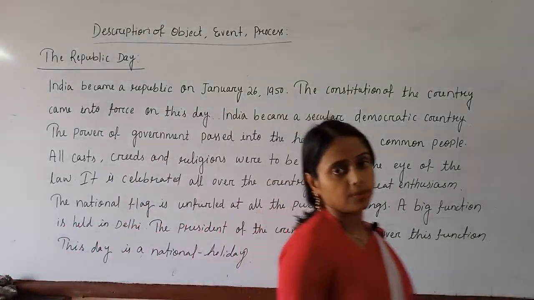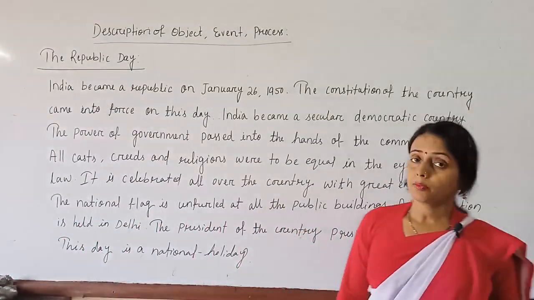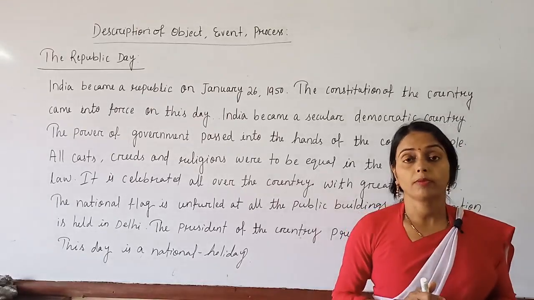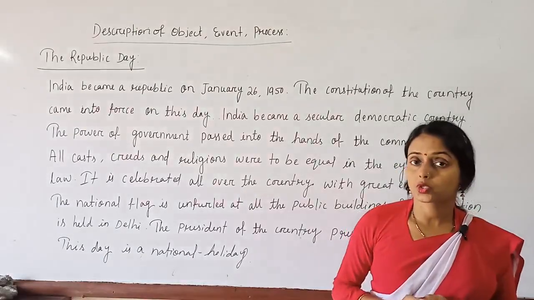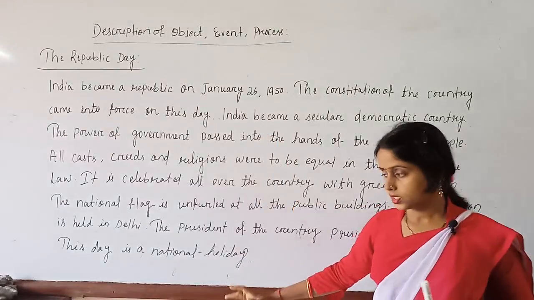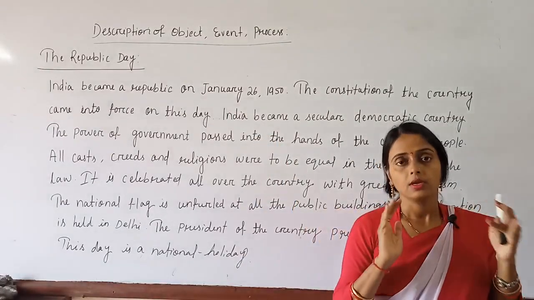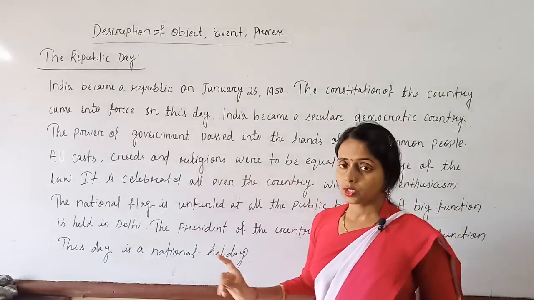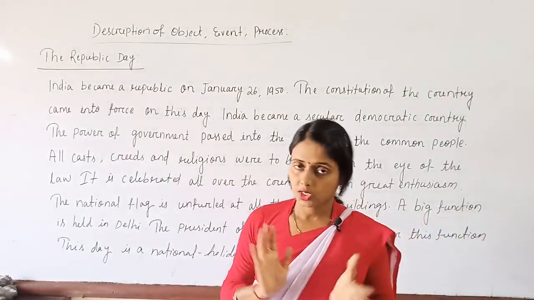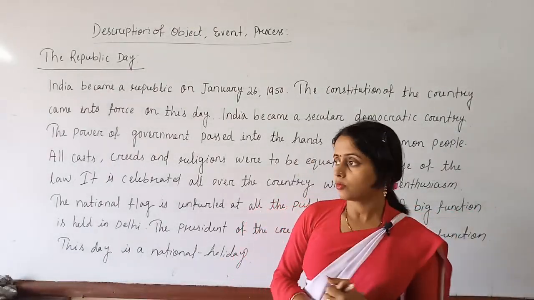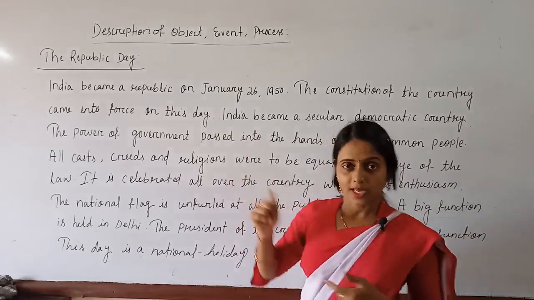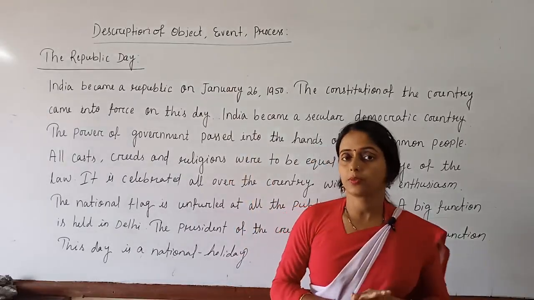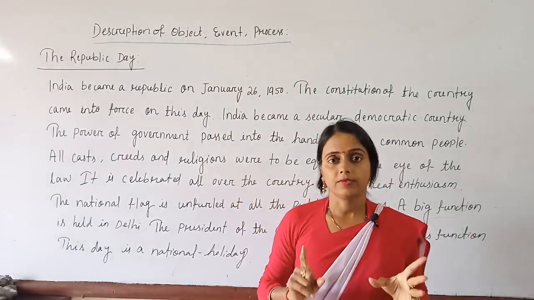Listen, here I have taken the topic the Republic Day, but if the topic is the Republic Day in your college or in your school, then after writing all these things you need to write something extra regarding the function which has taken place in the school or college. Here I have taken a general topic. Understood? So likewise you have to write. The object I have not written, as I have already sent it to you in the PDF. So: object, event and process.